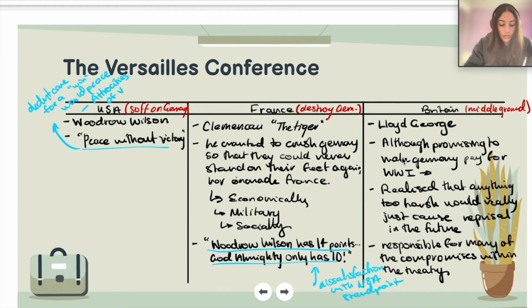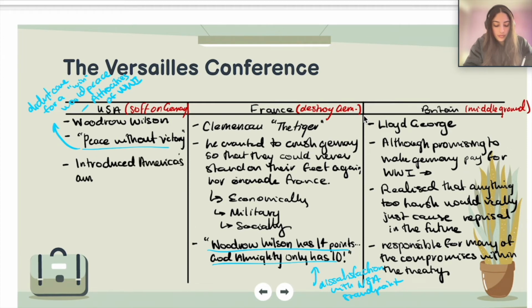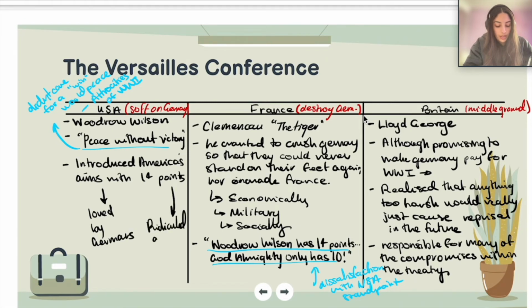of World War I. As we know, he introduced America's aims with his 14 points. And of course, these were loved by the Germans, but quite ridiculed amongst other allies.